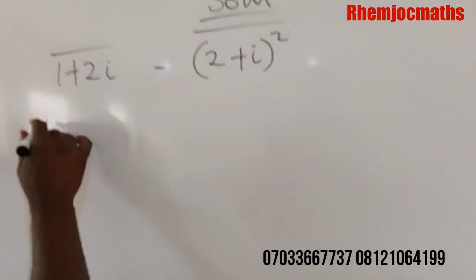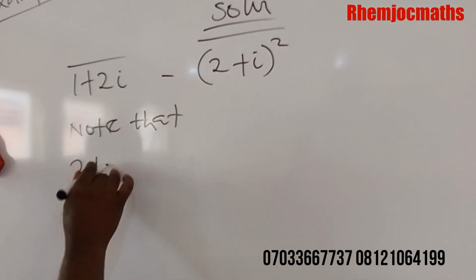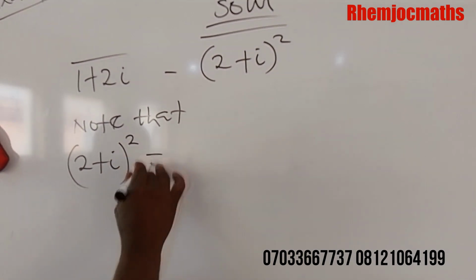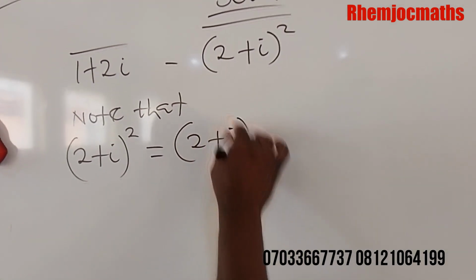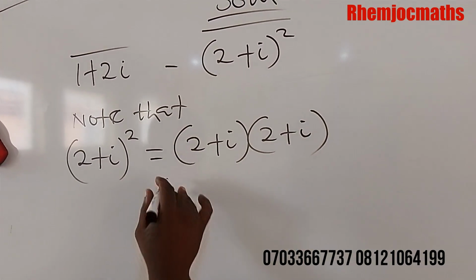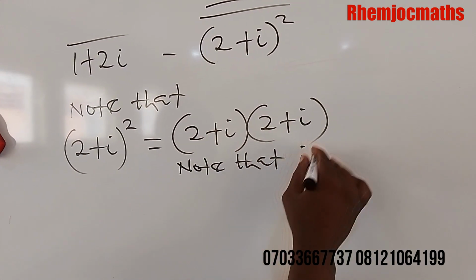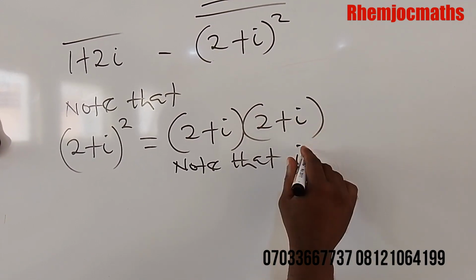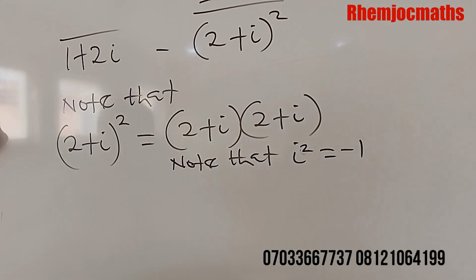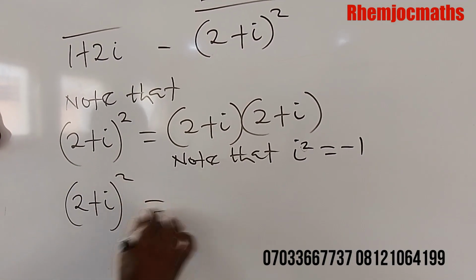Note that (2 plus i), all in brackets, raised to the power of 2, is the same thing as (2 plus i) times (2 plus i), true or false? But always note that i squared is equal to minus 1. Take note. So it means we are going to multiply out the two brackets.